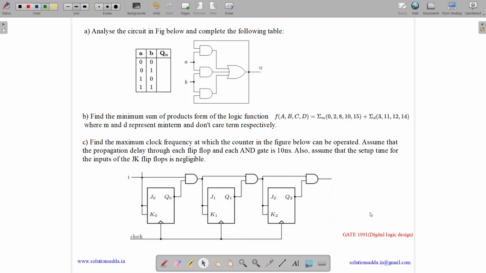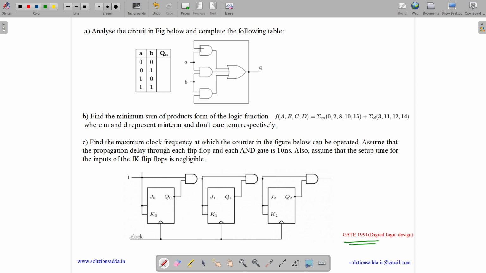This question belongs to the subject Digital Logic Design and was asked in GATE 1991. It has three parts. Let us see all the parts one by one. Part A is: analyze the circuit in the figure given below and complete the following table. Here we have been given a figure which is a circuit and we need to complete this table.